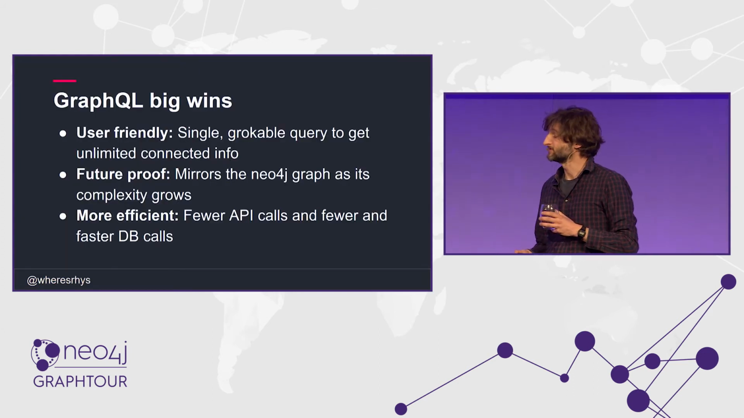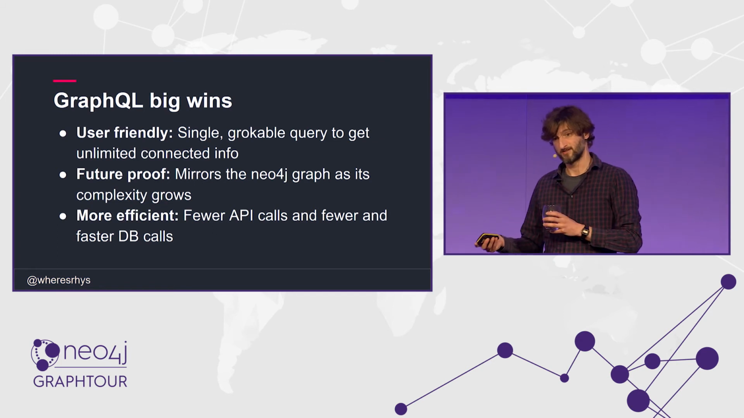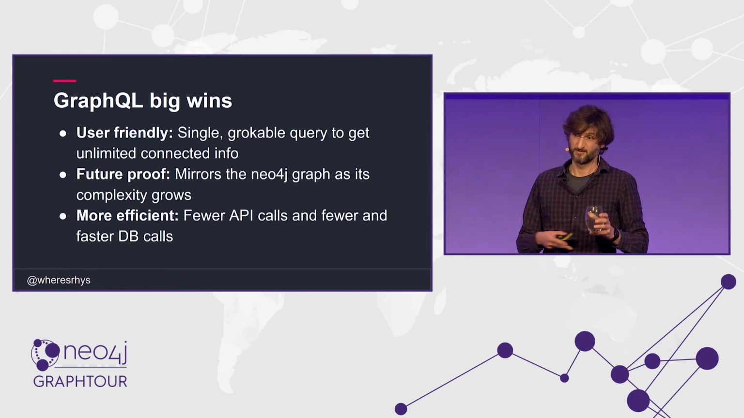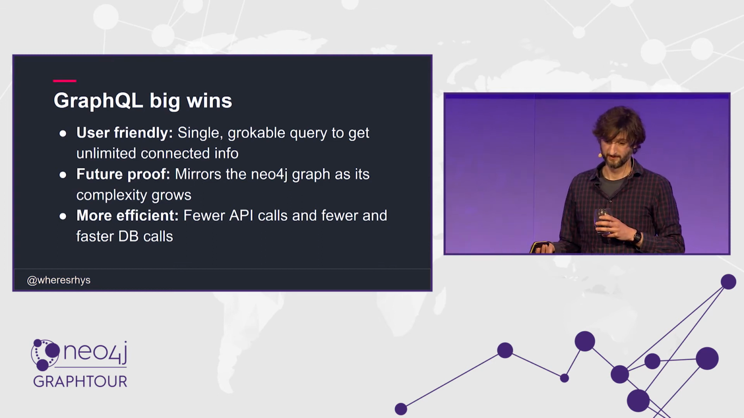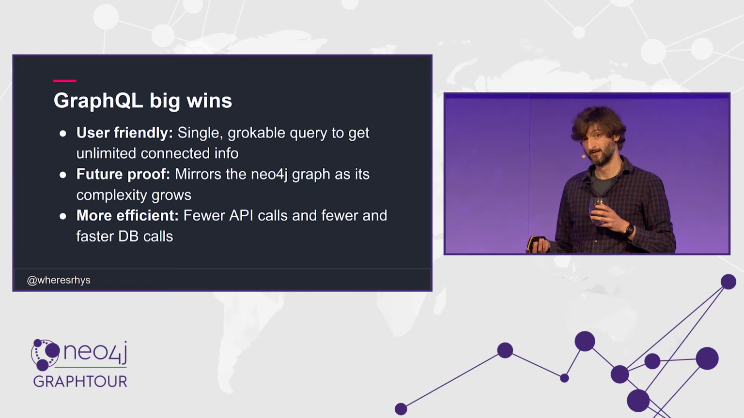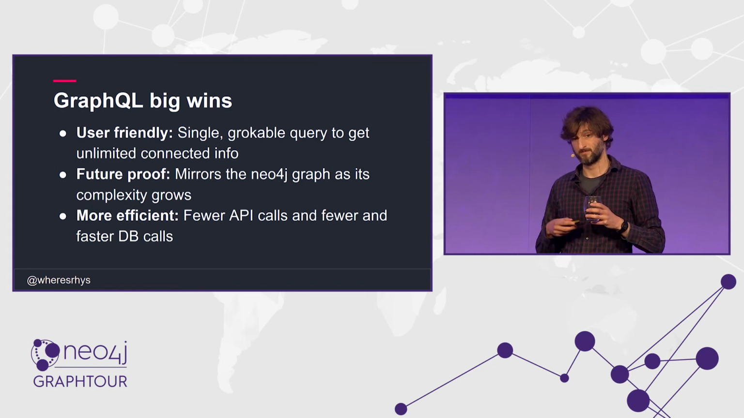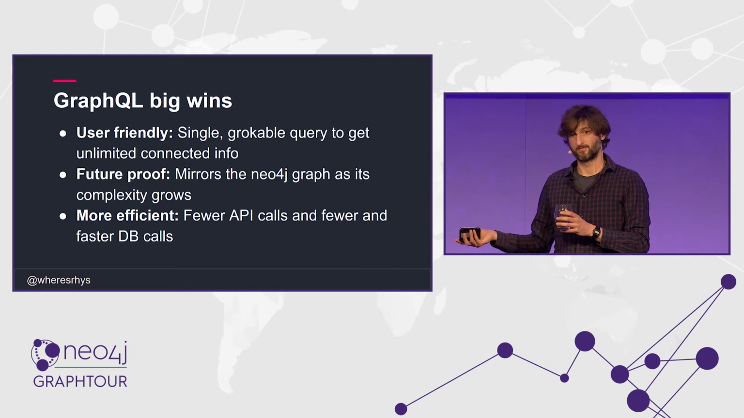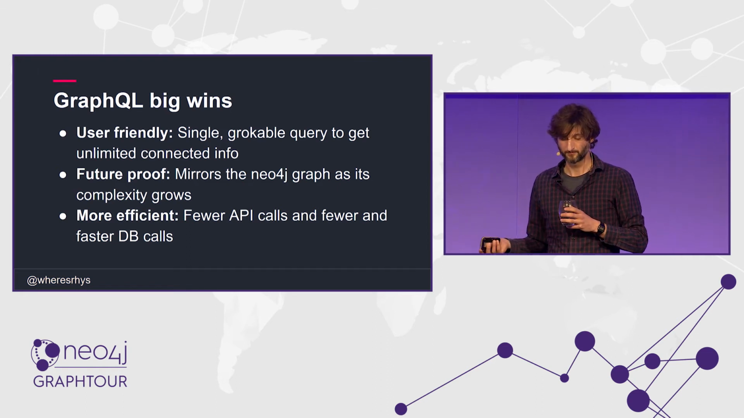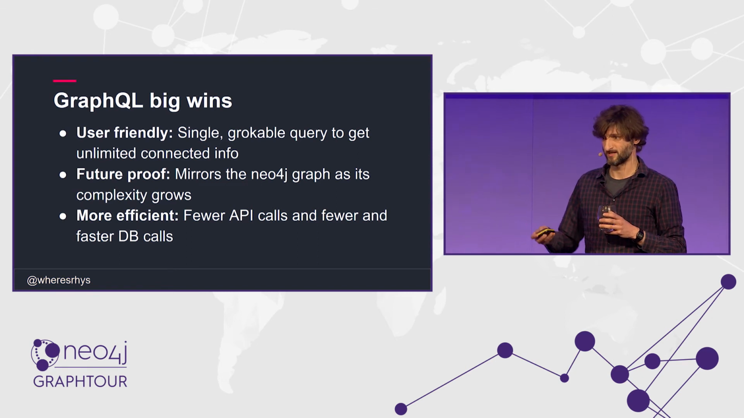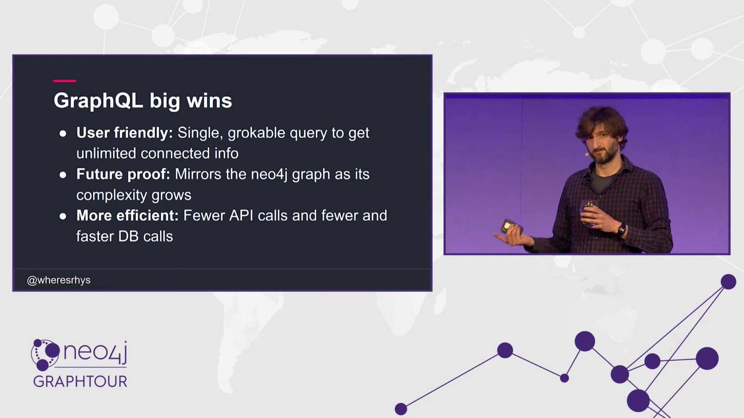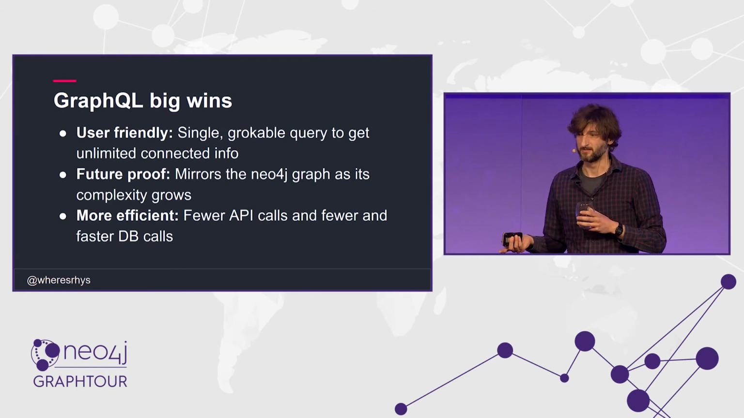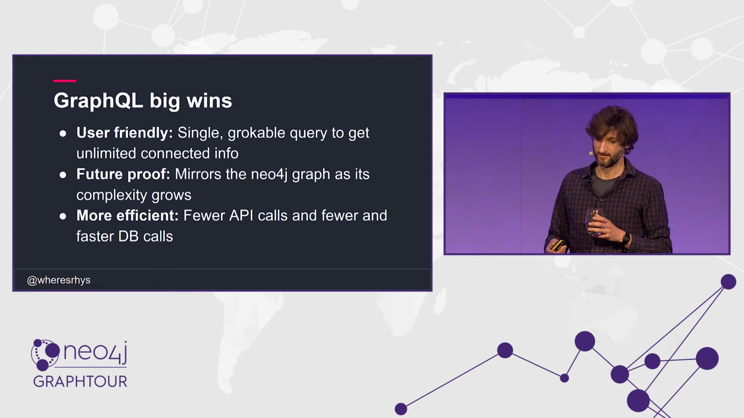Some big wins of it: it's user-friendly. The structure you put into the query looks like the structure you get out, and there's no limit to how much you can drill down the data. So it's very powerful and user-friendly. It's future-proof. As we add more and more stuff to our model, that will just appear in the GraphQL schema, giving people access to it. And it's really efficient. Instead of gluing together lots of API calls, there's a single API call and a single database query, which is quite efficient because it only returns the properties you need, and that's just more efficient for our platform.